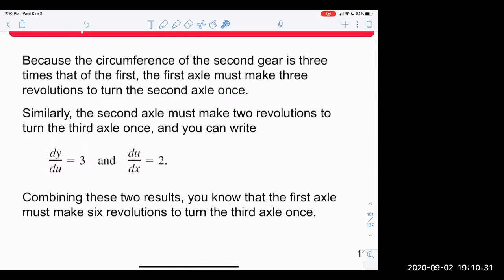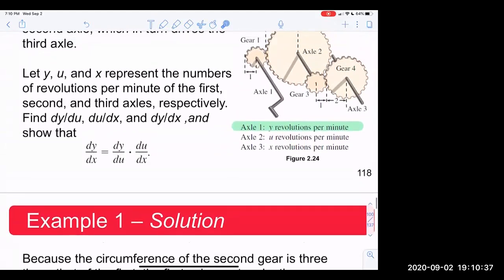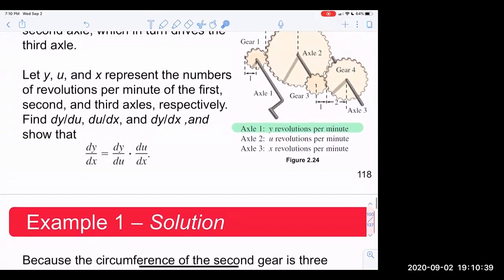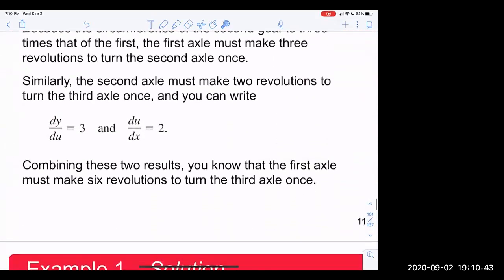Similarly, the second axle must make 2 revolutions to turn the third axle once. Where's the third axle? Gear 4, yes. Okay. So 2 with respect to 1 of those, okay? So combining these 2 results, we know that the first axle must make 6 revolutions to turn that third axle once.